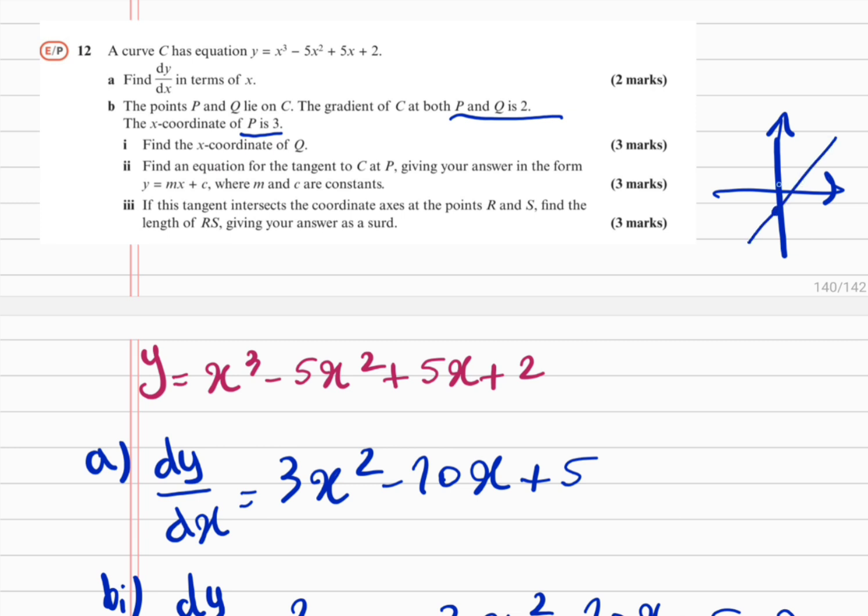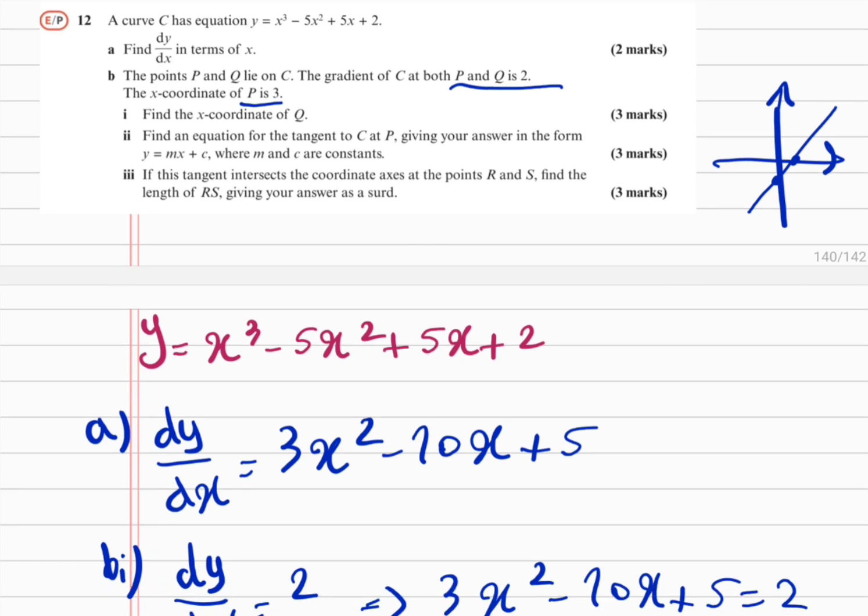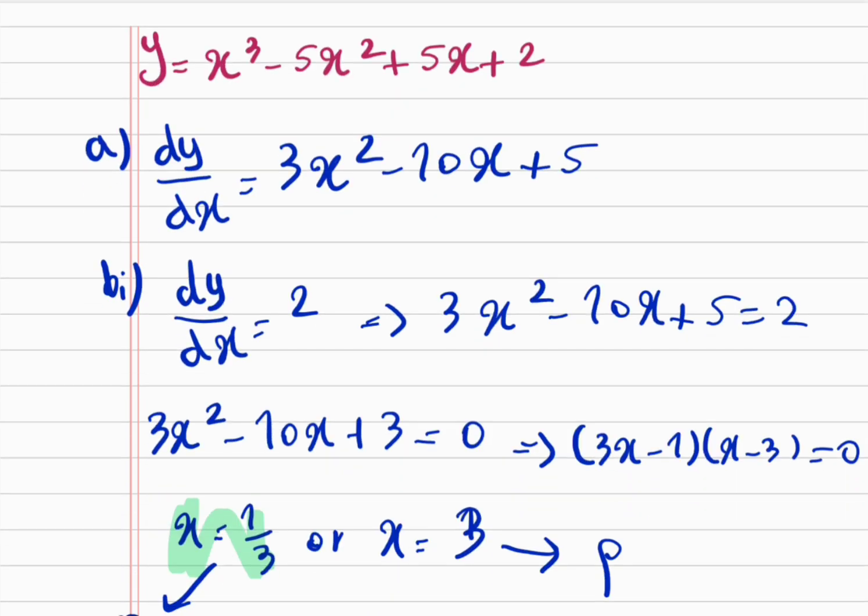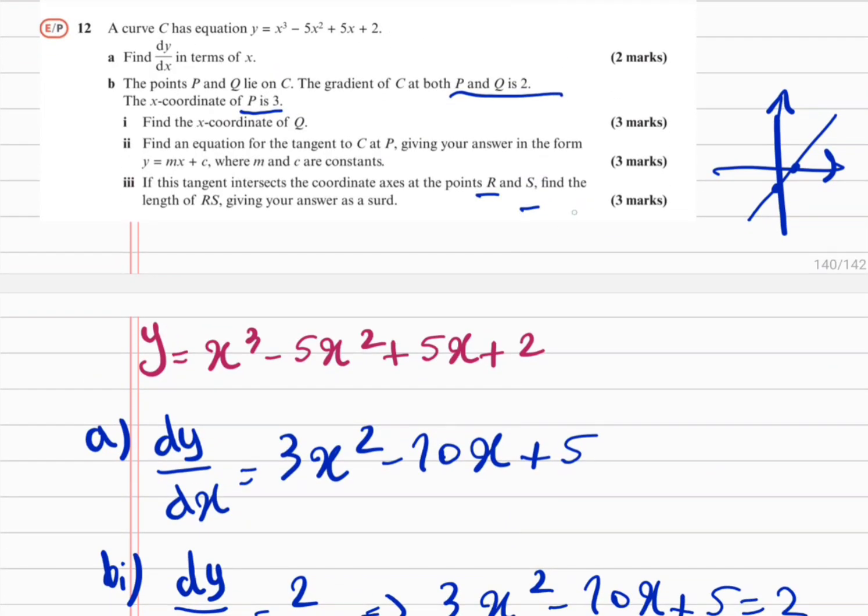So it intersects both the y-axis and x-axis at two different points, because it says the coordinate axes. So that means both of the axes, and that's why we have two different points. Because if it was only one axis, then we would only have one point of intersection, but now we have two points of intersection. So we want to find the length of RS.